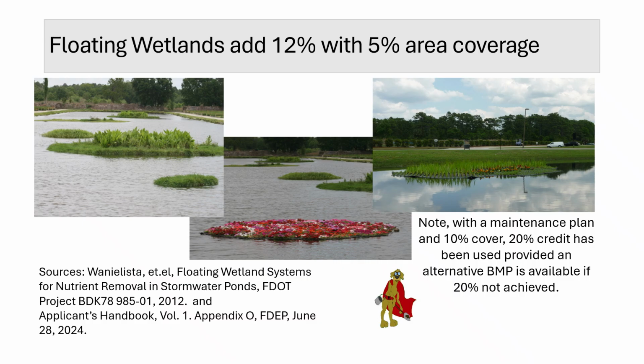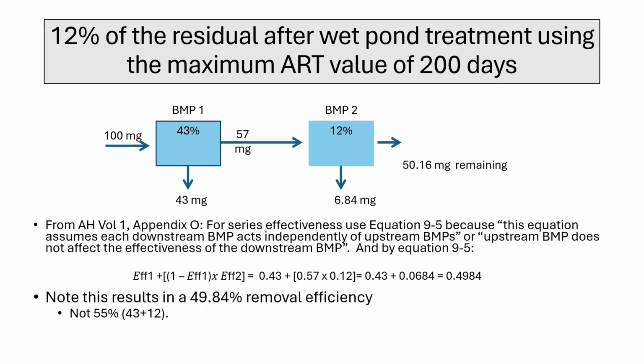When we treat pollutants in a series of best management practices, it's crucial to understand how their efficiencies combine. This diagram illustrates how the series equation, specifically equation 9-4 from Appendix O of AW Volume 1, is applied to calculate the combined removal efficiency. This equation is used because it assumes each downstream BMP acts independently of the upstream BMPs.